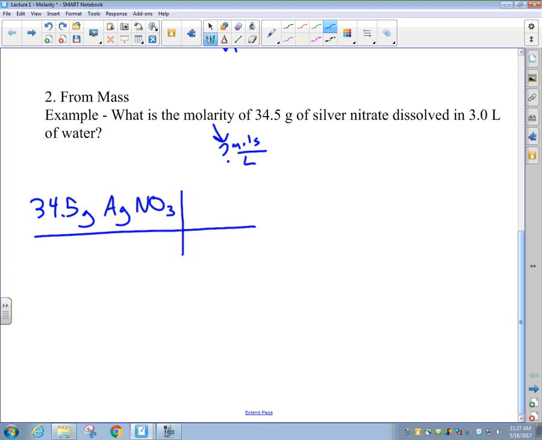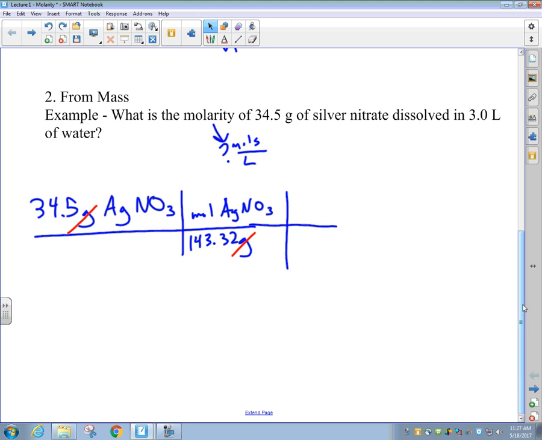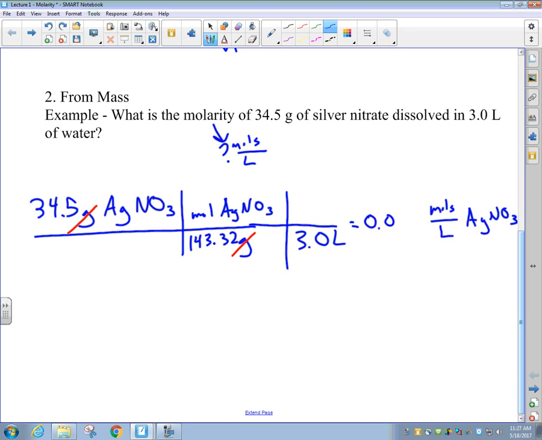Now we're going to do a one-step mole map problem. We're going to go from the left part of the mole map into the center. So we're going to divide by the molecular mass of AgNO3, which is 143.32 grams per mole of AgNO3. When I do that, my gram unit cancels out with my grams unit. Then I'm going to take this and divide that number by 3.0 liters so that I get unit-wise moles per liter of AgNO3. Mathematically, we get an answer of 0.080 moles per liter of silver nitrate for this second sample problem.